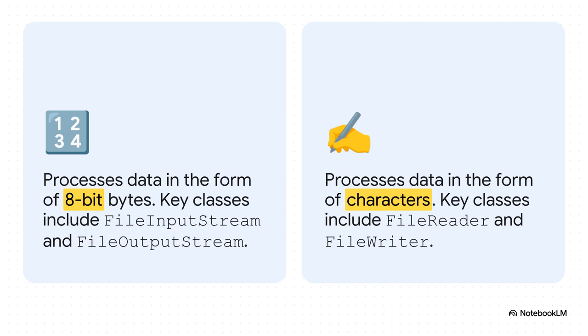Now, if there is one thing you need to get for your exam, it's this slide right here. It's super simple. Byte streams are for machines. They deal with raw data, pictures, program files, you name it. Character streams, they're for us humans. They handle text and take care of all the weirdness with different languages and symbols automatically. You nail this difference, you're in great shape.